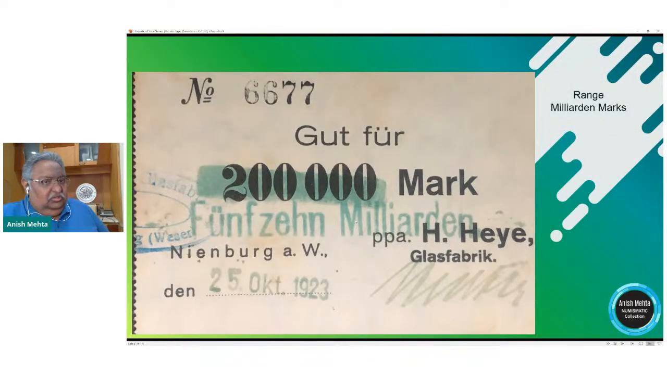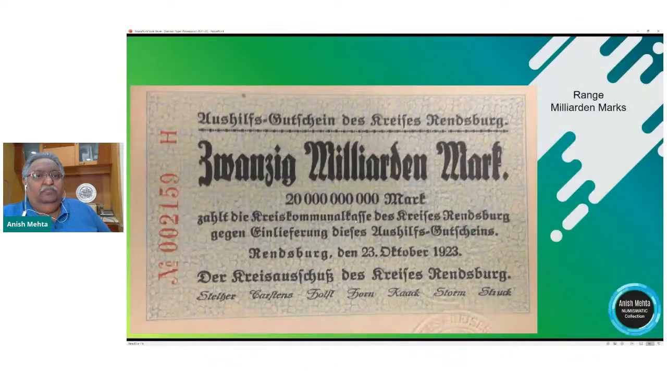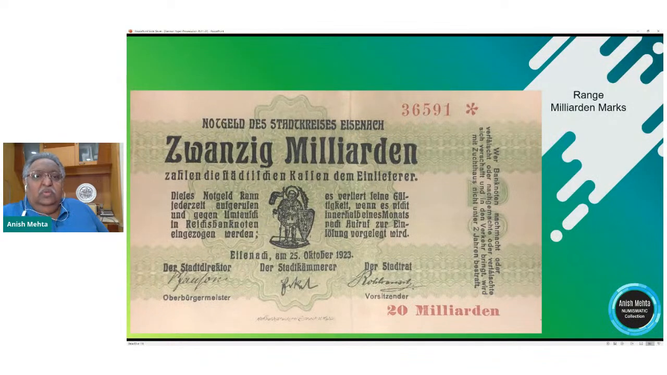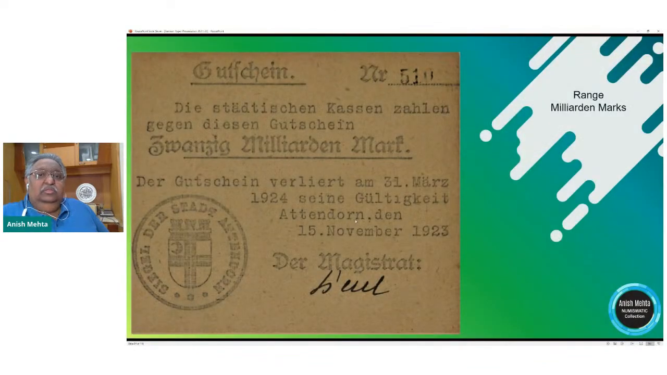This is a very special note, which is a very odd denomination, 15 billion, which is overprinted on a 200,000 mark banknote. This is 20 billion. This is 20 billion. This is also a typed banknote.